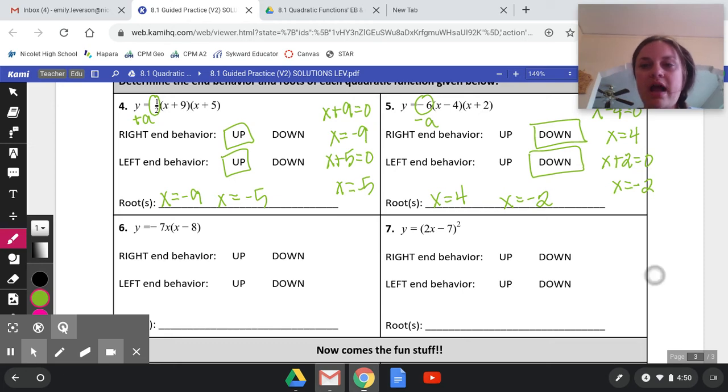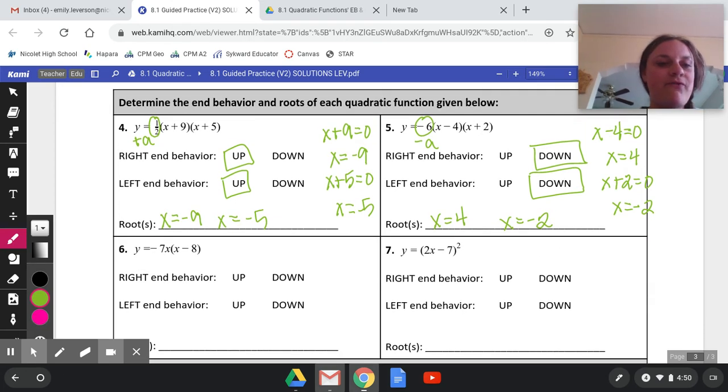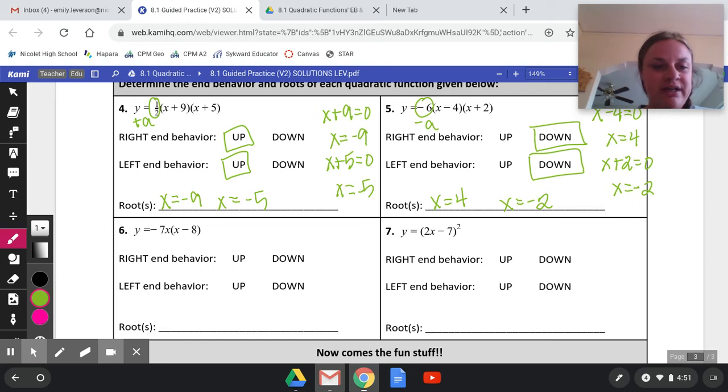Okay, so you should have gotten these few answers. In number 4, A is positive, which means that the right and the left end behavior is going up. And then take each factor, set it equal to 0. Your roots are at x equals -9 and x equals -5. For number 5, you have a negative A value, which means the right side goes down and the left side goes down. Then you take your factors, set them equal to 0. You get your roots are at x equals 4 and x equals -2.